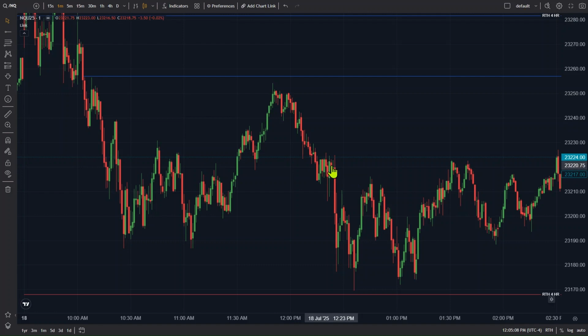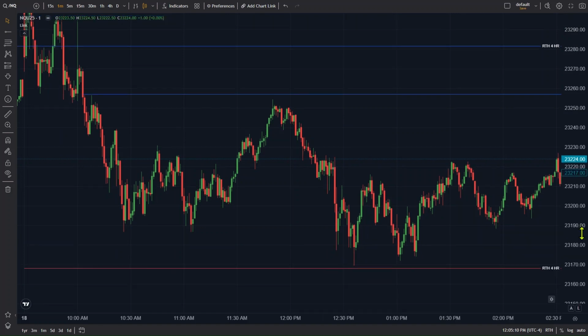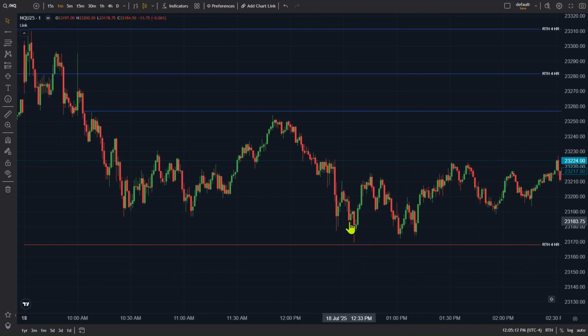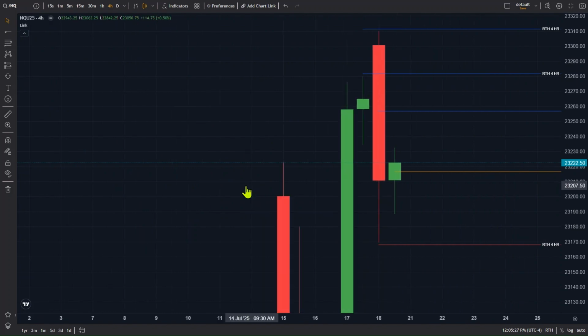And I really felt like we were going. I had a level marked down here, and I felt like that's where we're going. And this one actually came down and touched it to the tick. It was a regular trading hour 4-hour consequent encroachment. I can show that to you. Regular trading hour.